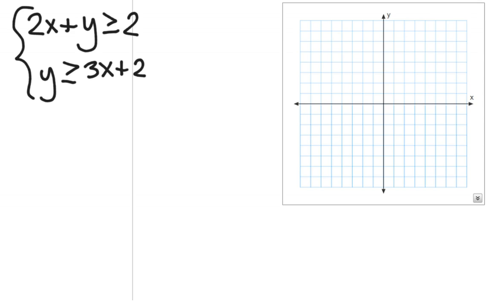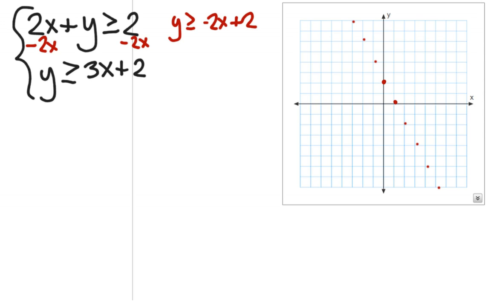Second example, 2x plus y is greater than or equal to 2, and y is greater than or equal to 3x plus 2. First inequality is not solved for y, so we're going to do that. That gives me y is greater than or equal to negative 2x plus 2. Second inequality is good to go. Okay, up 2 on my y-axis, counting my slope down 2, right 1. Continuing down, now we can go up 2, left 1.